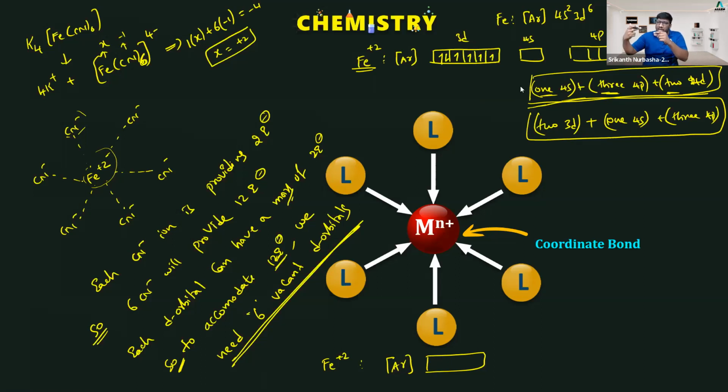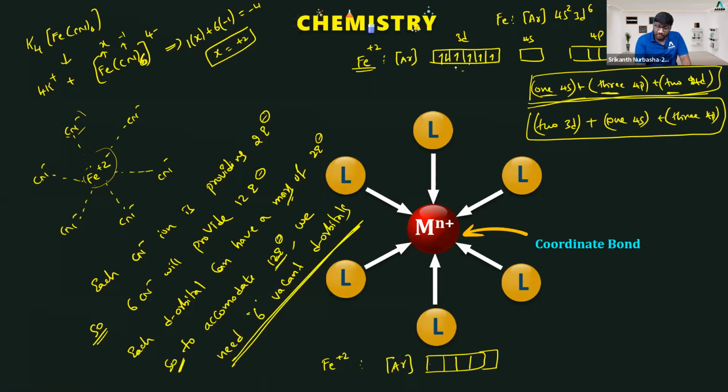Because cyanides are coming, electron repulsions are increasing. Cyanides are donating the electrons. So in the inner d orbitals of Fe plus 2, we have electrons. These electrons can repel with the electrons of cyanide. To minimize repulsions, they can pair up.